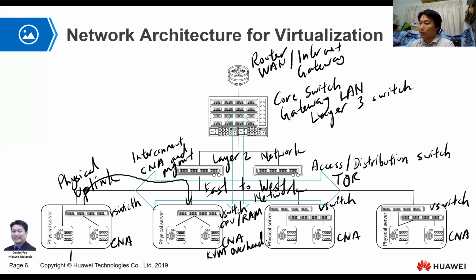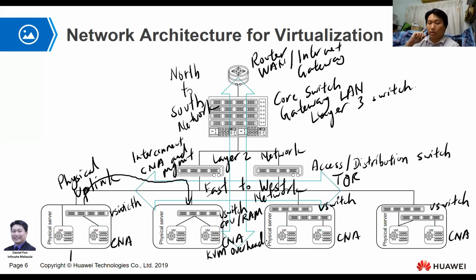Later, if you require some extra routing function with a gateway, and even to another network or data center, you will surely need to connect to higher level equipment. This one we sometimes call the north to south network.